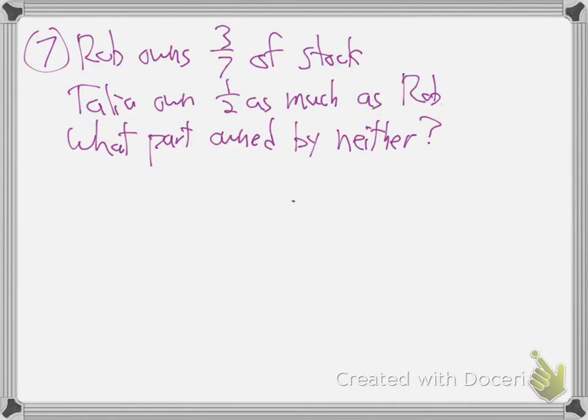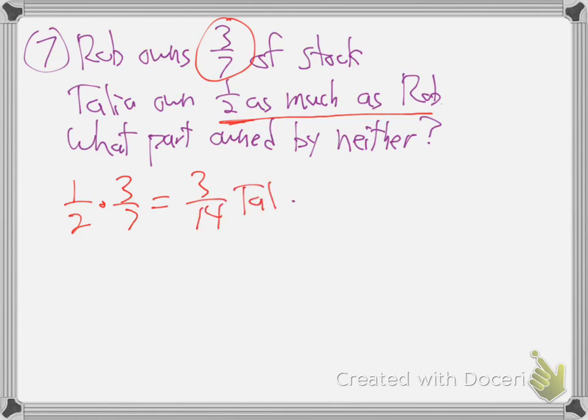So, could we figure out what portion of the stock Talia owns? So, Rob owns 3/7. How much does Talia own? Half as much as Rob. So Talia is a half times 3/7, huh? Talia owns 3/14. That's Talia. We good there? Does that make sense? Talia must own 3/14 of the stock. Half as much as Rob. Double the denominator. So now how much do they own together?